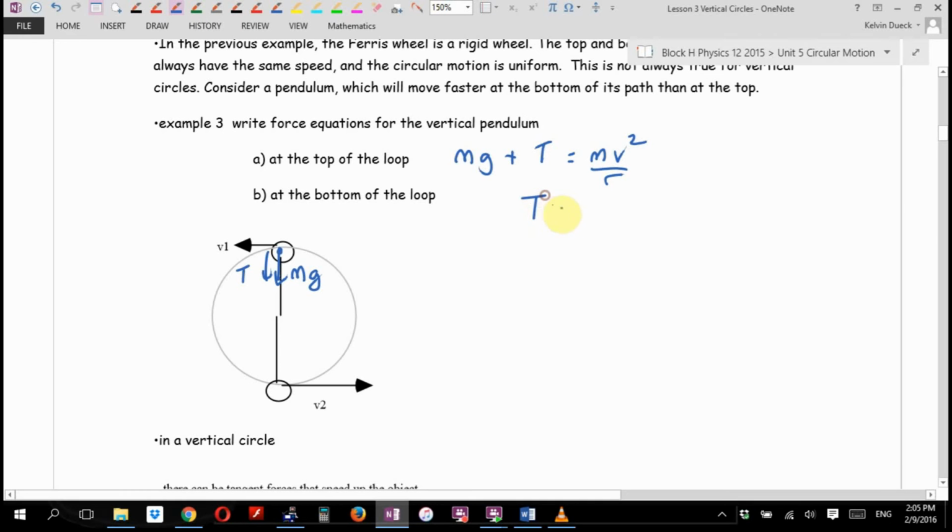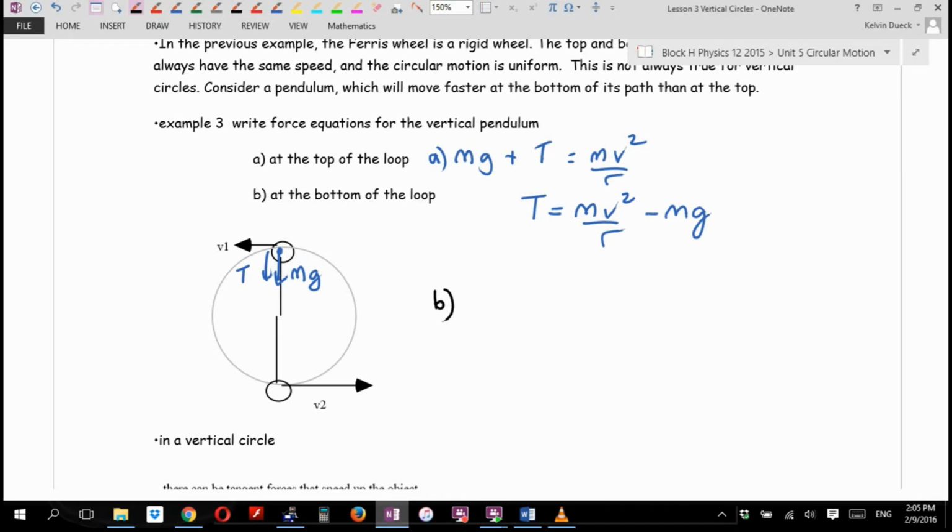At the top, that's tension. Pardon me? I didn't hear you. He's saying the T and the T. I probably should call it something different, but you'll figure it out in the context. It's a good point.